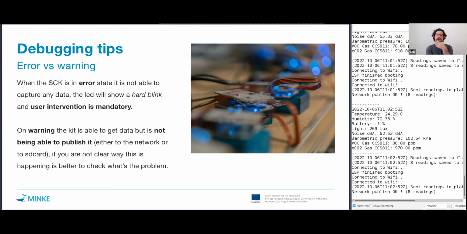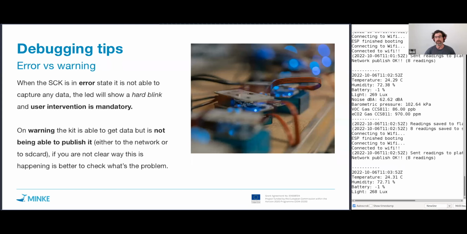On warning, the state is not as bad because it means that the kit still gathers data, but it's not being able to publish it. It cannot send it to the platform or cannot save it to the SD card in SD card mode. But it's not losing data because it can save that data internally. But something is not working.